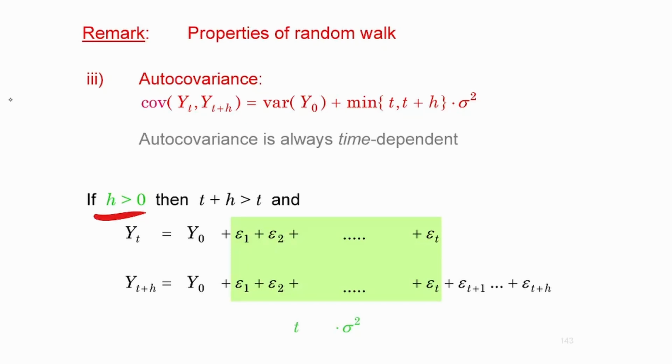Keep in mind, the process is not stationary, so the autocovariance is not going to be equal to the autocovariance with respect to time lag t minus h.